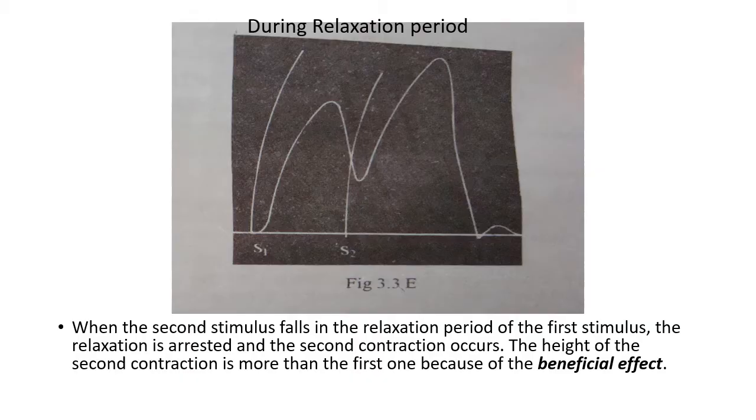So here in the graph you can see there is incomplete relaxation of the first stimulus, right? So the relaxation is arrested and immediately we get the contraction, but there will be increased height of contraction after the second stimulus because of the beneficial effect. What is beneficial effect? The second stimulus gets benefited by the changes produced in the muscle due to the first stimulus. That is beneficial effect, and we can clearly see it here.